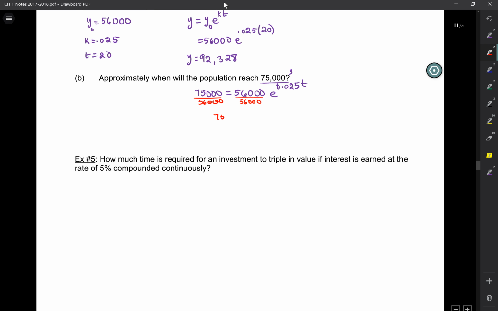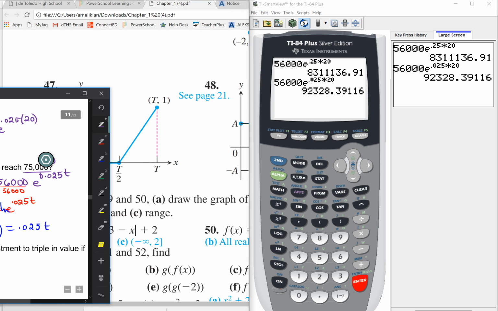How do I get rid of the e? Using an ln. So I take an ln of both sides. So I have ln of 75 over 56 equal to 0.025 t. Now what am I going to do? Divide everything by 0.025. So t is equal to ln of 75 over 56, all divided by 0.025. Is it always ln, never log? Yes, for e it's always ln.